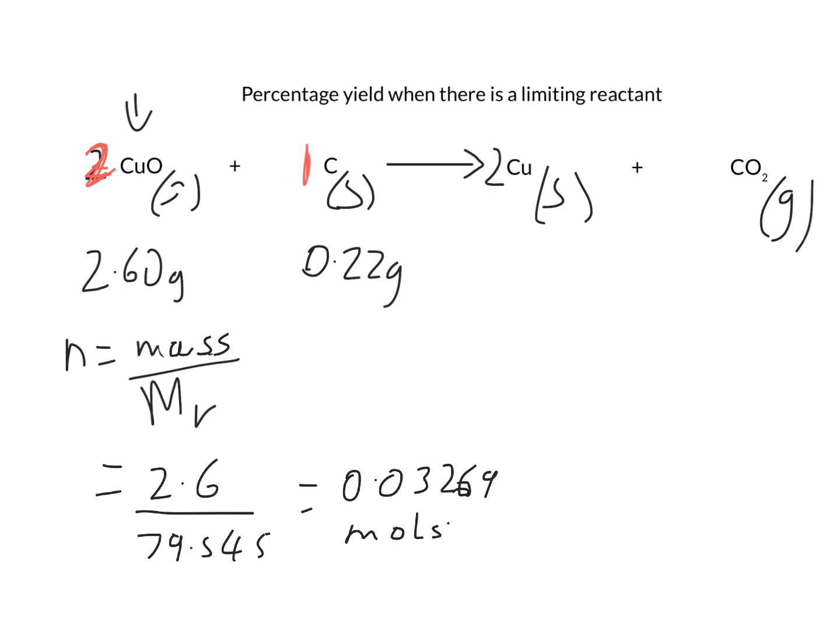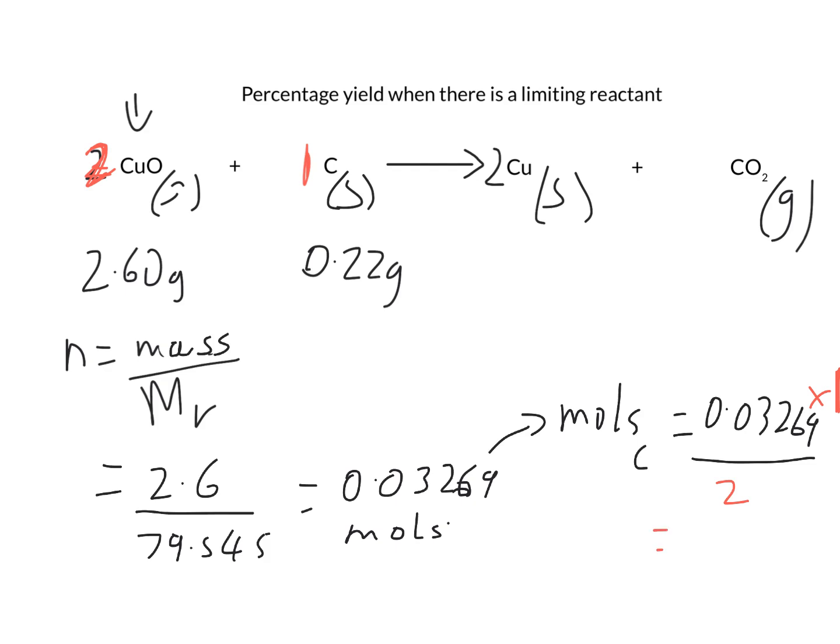So what we're going to do is take the number of moles we just worked out and apply the molar ratio. The way we apply molar ratios are as follows. So we find the moles of carbon is 0.03269 divided by the molar ratio of the thing we're starting with, which is 2, times by the thing we're going to, which in this case is the 1. So what does that give us? This gives us 0.0163.